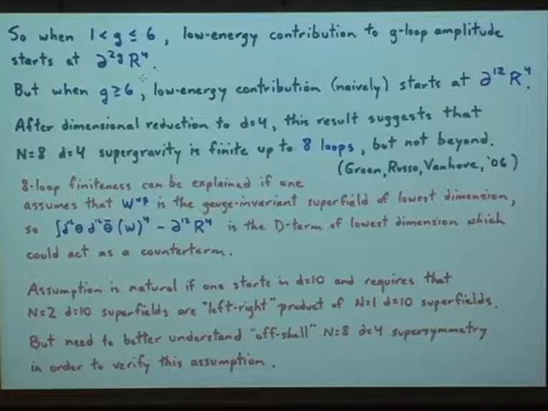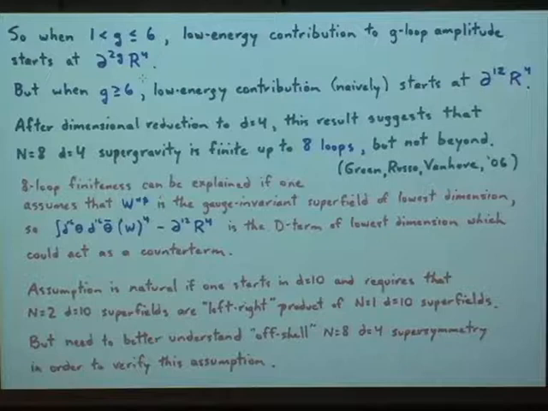Now, of course, there's no obvious reason why this is the gauge invariant superfield of lowest dimension. You might think that the dilaton superfield is actually the one of lowest dimension, because this has dimension 1, whereas the dilaton superfield has dimension 0. But actually, this assumption is quite natural if you assume that the supersymmetry is related to the supersymmetry in string theory, because if one starts in 10 dimensions and requires the N equals 8 superfields to be a left-right product of N equals 1 10-dimensional superfields, then this is actually the lowest thing you can construct, because the dilaton superfield, of course, would be built out of N equals 1 d equals 10 scalars, but there are no N equals 1 d equals 10 scalars in superspace. Of course, to verify this assumption, one needs to know more about off-shell N equals 8 supersymmetry, which is not yet known.